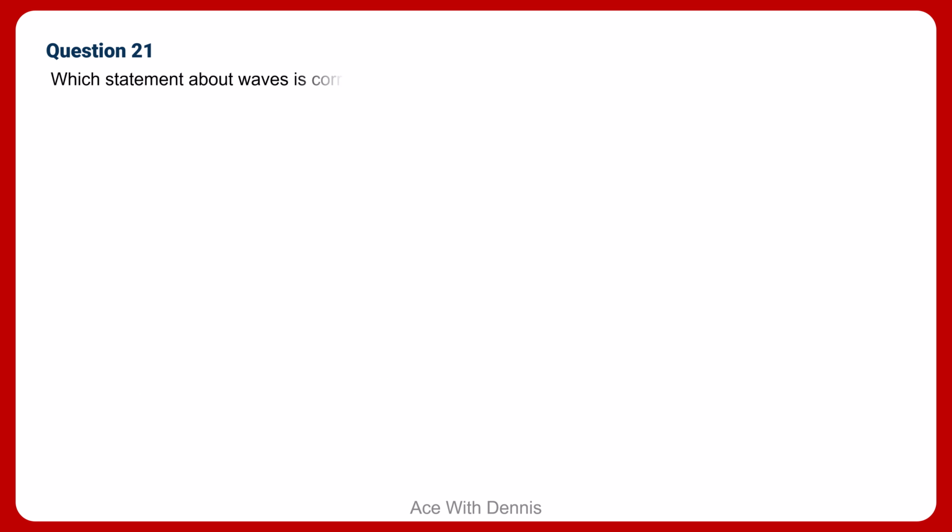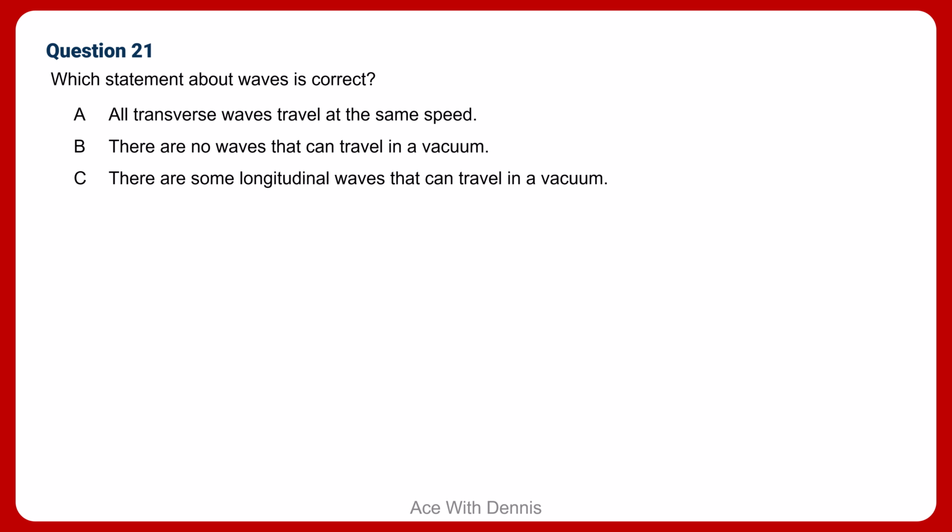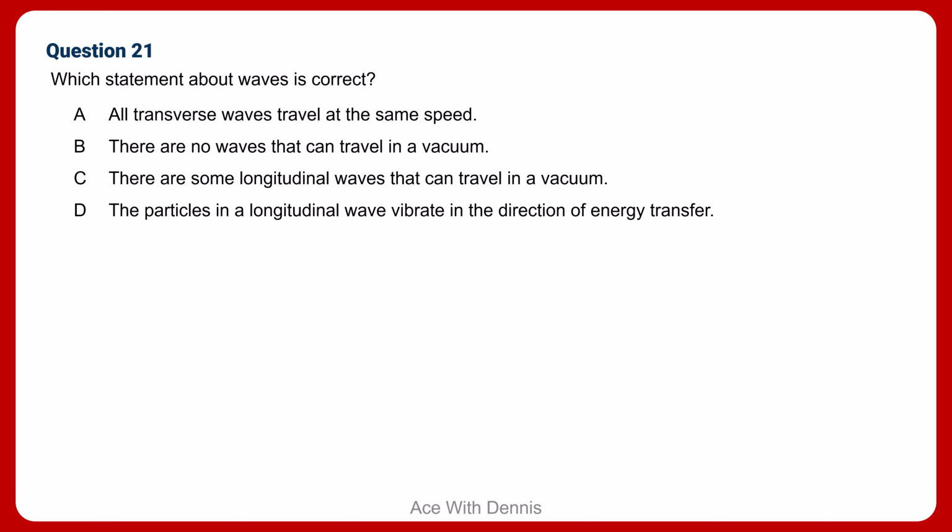Question 21. Which statement about waves is correct? A. All transverse waves travel at the same speed. B. There are no waves that can travel in a vacuum. C. There are some longitudinal waves that can travel in a vacuum. Or D. The particles in a longitudinal wave vibrate in the direction of energy transfer.